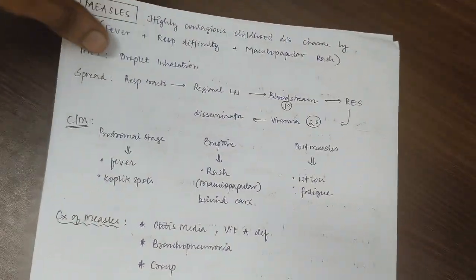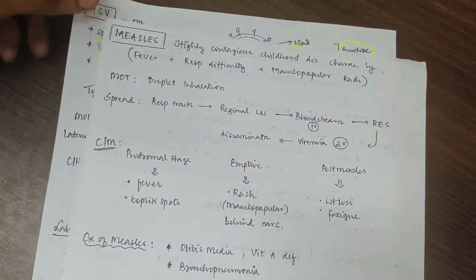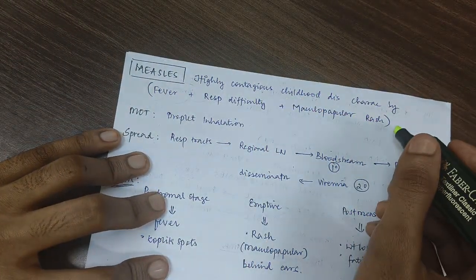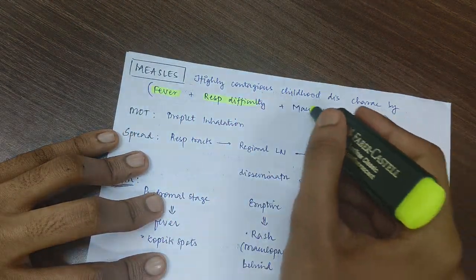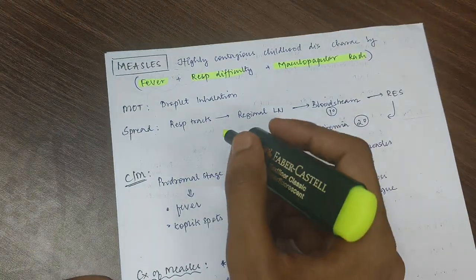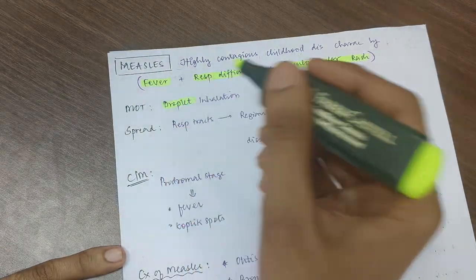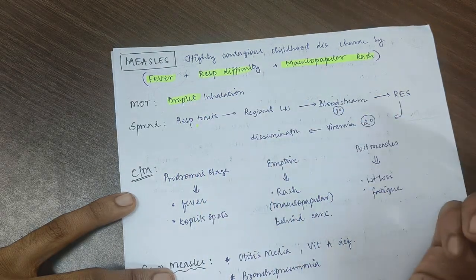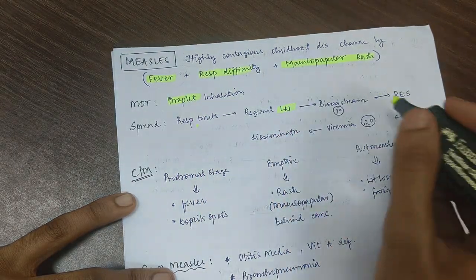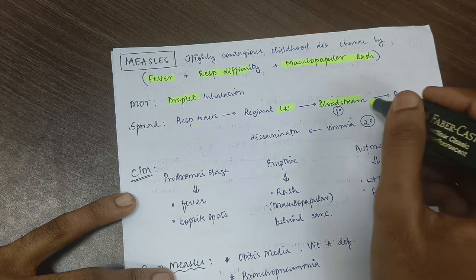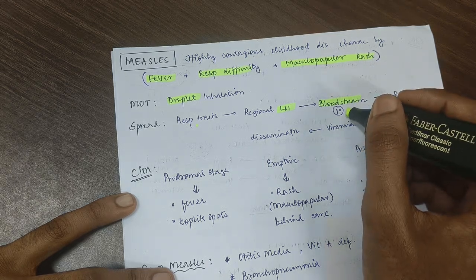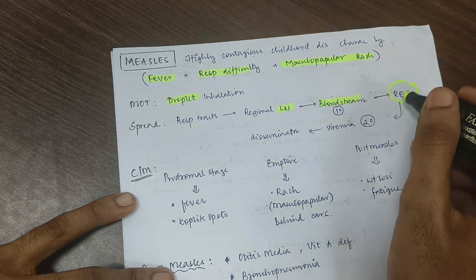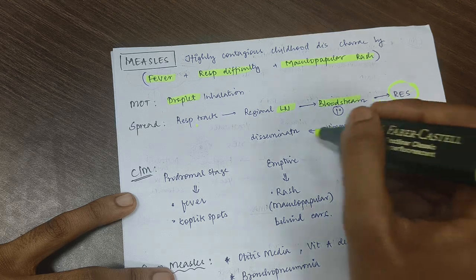Then coming to the measles. In the measles, it is a highly contagious childhood disease. It is characterized by the triad of fever, respiratory difficulty, and maculopapular rash. What is the mode of transmission? It is droplet inhalation. First it colonizes the respiratory tract, then goes to the nearby lymph node and enters the bloodstream. That is primary viremia. Then it enters the reticuloendothelial system, later coming out from the spleen, leading to secondary viremia and dissemination.